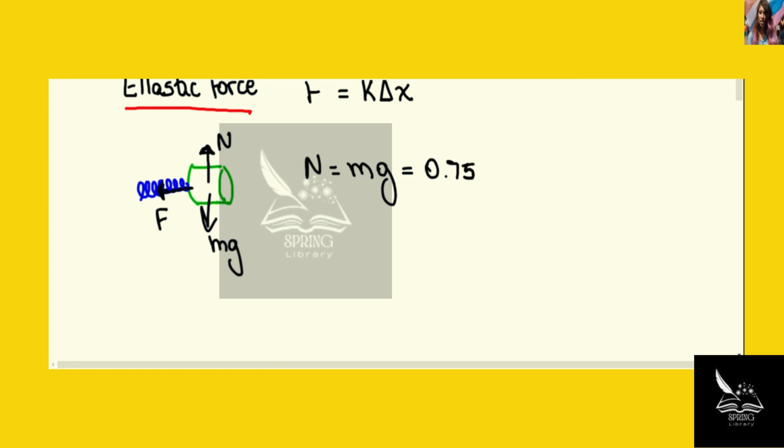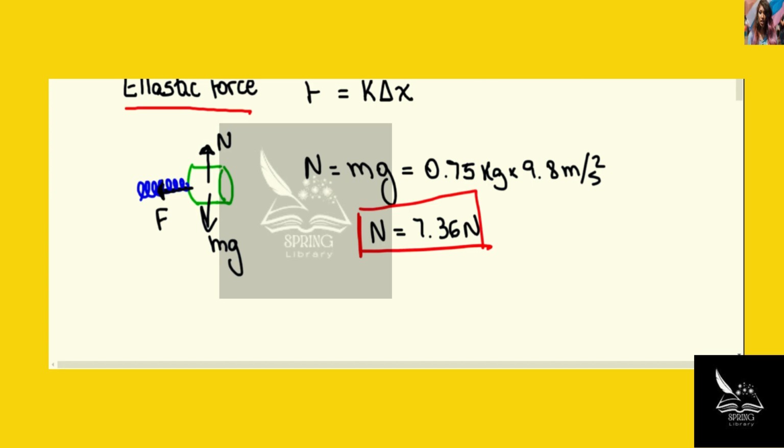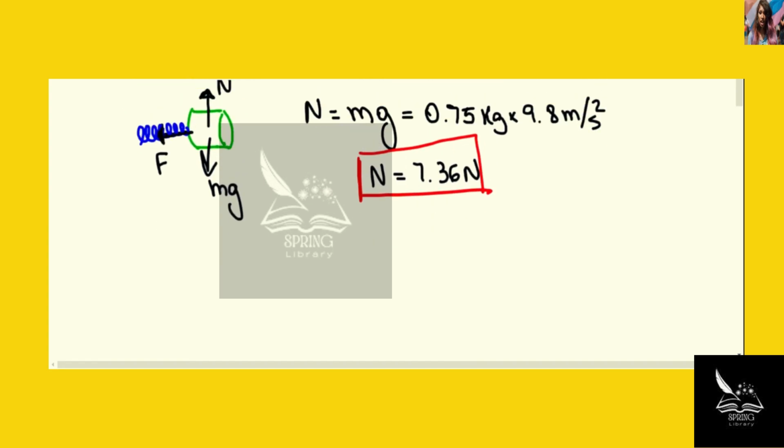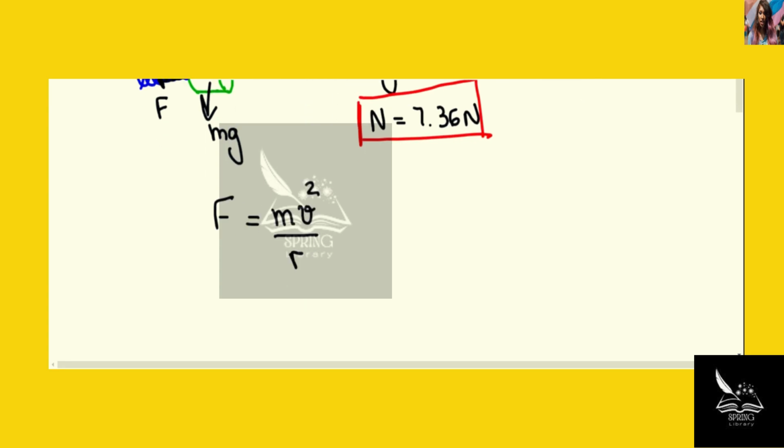Now notice that m is 0.75 kilograms and g is 9.8 meters per second squared. So N is equal to 7.36 newtons. This is the normal force. And we must also find V. Now notice that the only force in the horizontal direction is the elastic force F, and this is equal to the mass, according to Newton's second law, times the acceleration. And as I said, the acceleration is V squared over R, because the collar is moving in a circular motion.